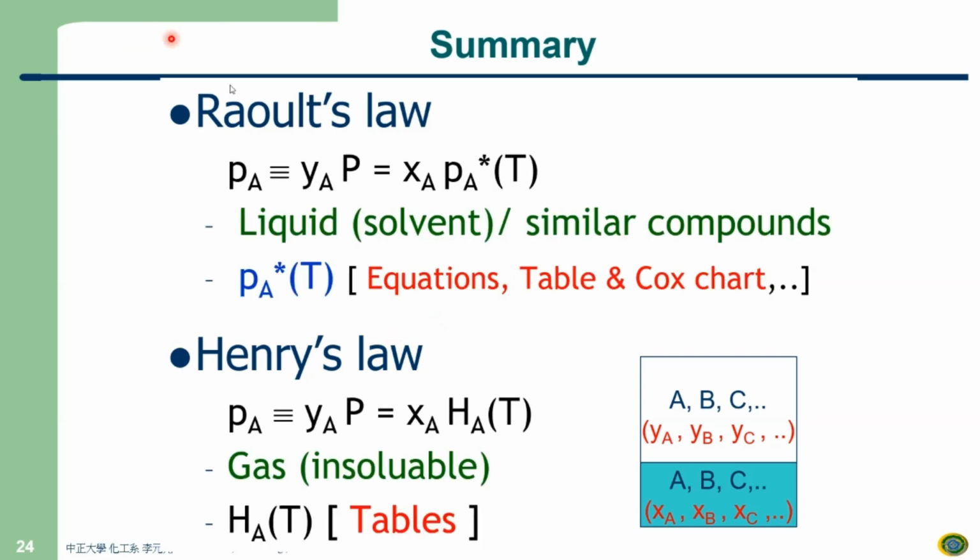So the summary is that Raoult's law is normally for liquids that are easy to condense or similar compounds, and the important thing is you need to get the vapor pressure through the equation, table or chart. For Henry's law, you need to get a Henry's constant through the tables, and it is normally used for insoluble gases. For liquids or similar components, use Raoult's law.